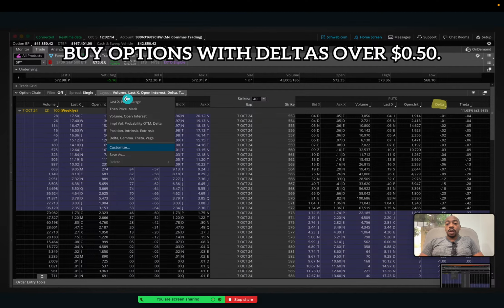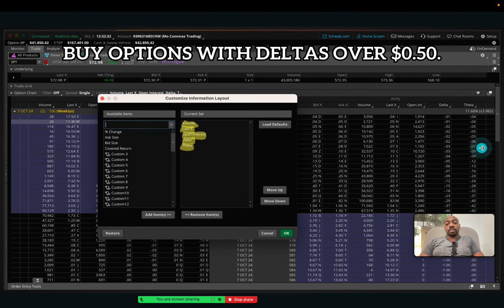Number two, the layout. If you click in this layout section and go to customize, you can make sure you have all of the things that you see here on my chart: the bid, the ask, the volume, the last, the open interest, the delta, and the theta. That's how I have my chart set up. And the main thing when I'm saying buying in the money is buying options with deltas over 50 cents, right? So the delta is located here.